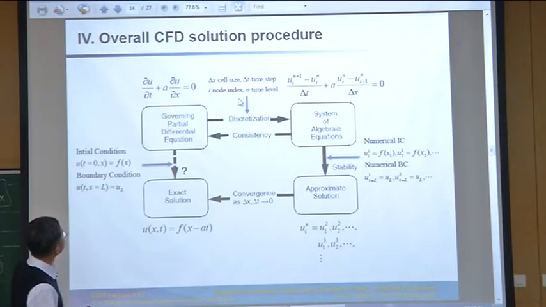And this is the advection equation, and this is the partial differential equation. Using some finite mesh discretization, del x is the cell size and del t the time step, this equation becomes a system of algebraic equations which can be solved by the computer. During the process, you provide the initial condition in the case of time accurate equations, and the boundary condition. Then you get an approximate solution like this one.